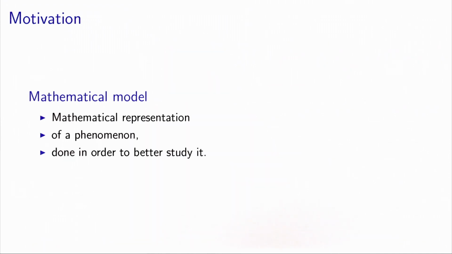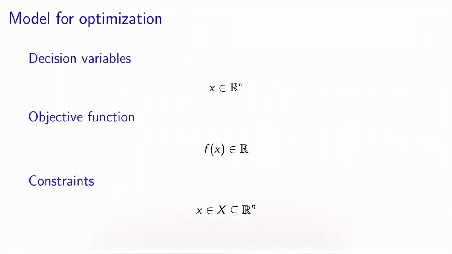A mathematical model is a mathematical representation of a system or a phenomenon that we are interested in analyzing. And we do this in order to better study it. In the context of optimization, the derivation of a model is based on 3 steps.